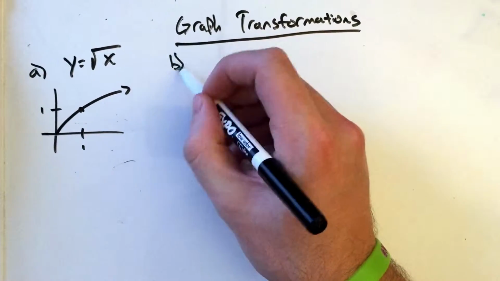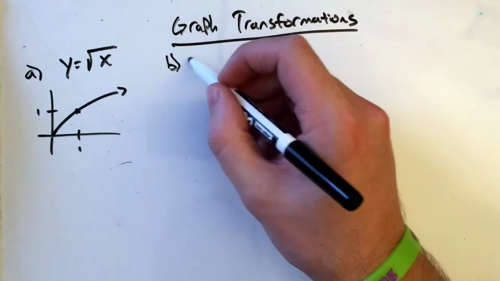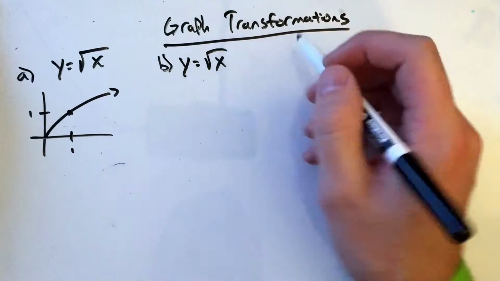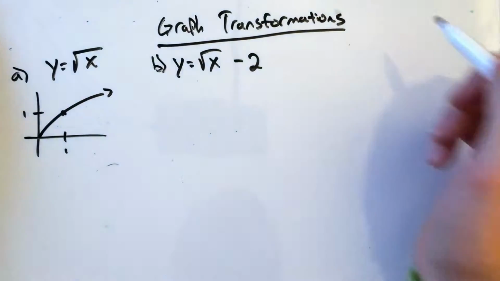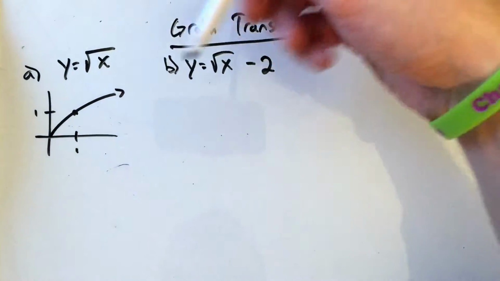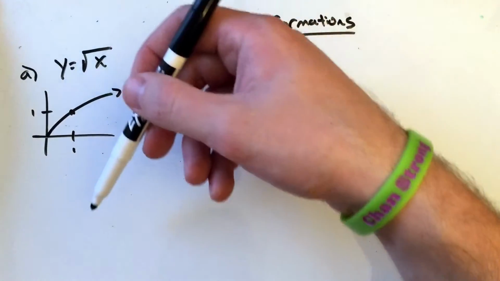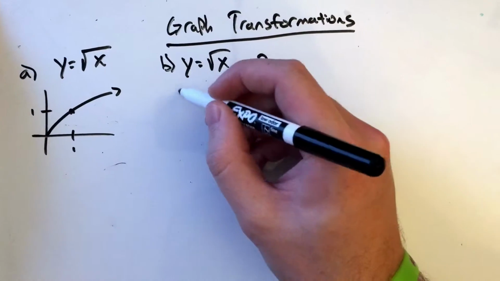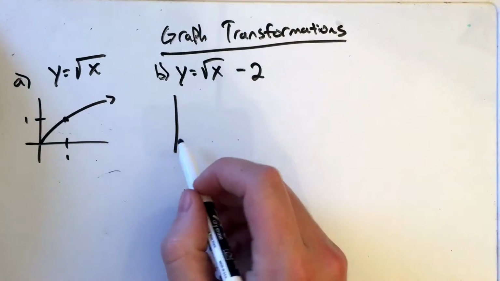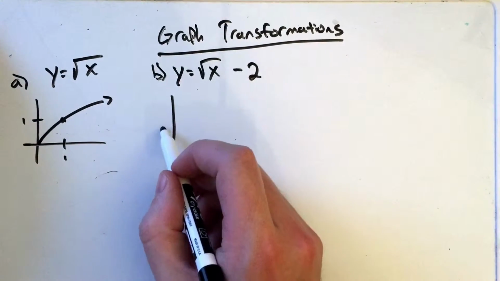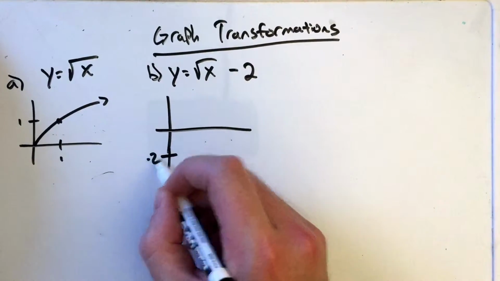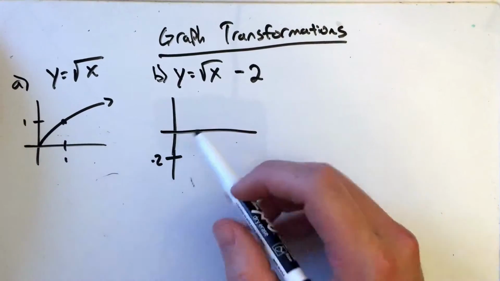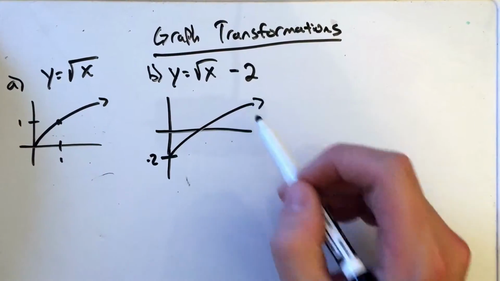But if I take my next equation and just adapt this one a little bit, so it's y equals the square root of x, and on the outside subtract 2, what that's going to do is bring my graph down 2 units. On the outside, everything in the graph is going to shift down 2 units. So I have my graph here and move it down here. Negative 2 is down here.